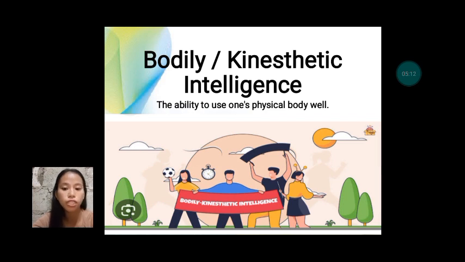The next one is bodily kinesthetic intelligence, the ability to use the physical body. People who are strong in this area tend to have excellent hand-eye coordination and dexterity. They are skilled at dancing and sports. Examples of occupations are dancers, athletes, and acrobats.